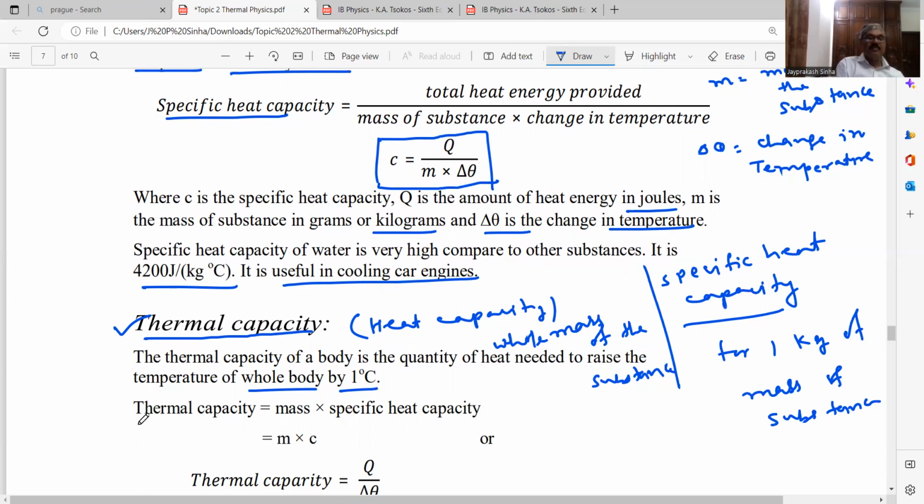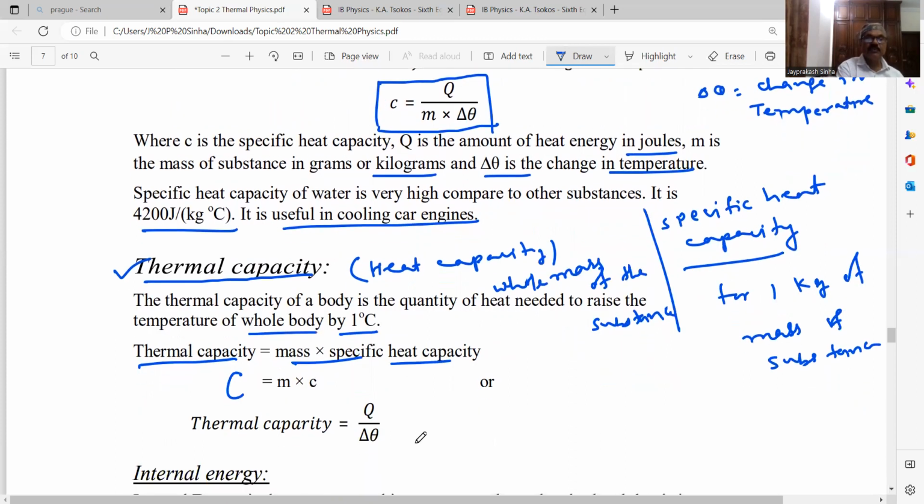Okay. So in this case, thermal capacity, mostly we denote it by capital C. Capital C is equal to m into a small c, that is the specific heat capacity, where m is the mass and small c is the specific heat capacity. So thermal capacity or heat capacity is equal to Q upon delta theta.